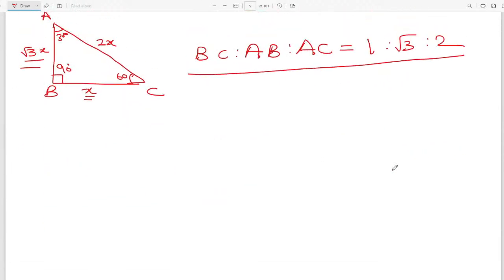If there is any doubt, please ask. If things are clear, please let me know. We'll start parallelogram.